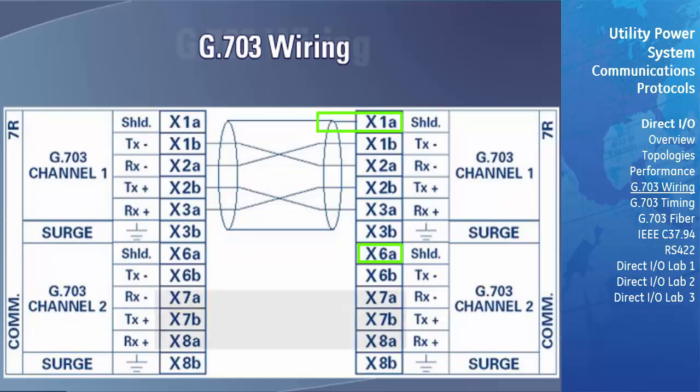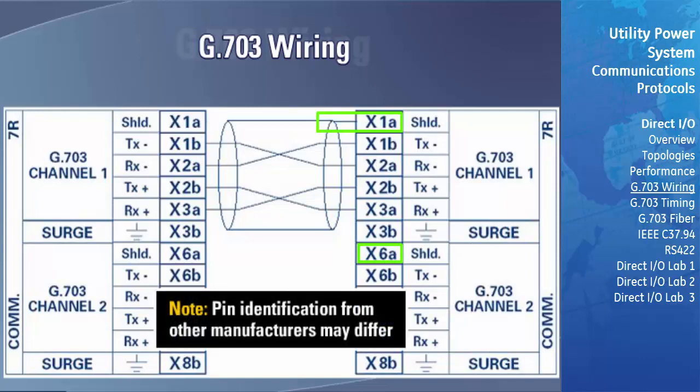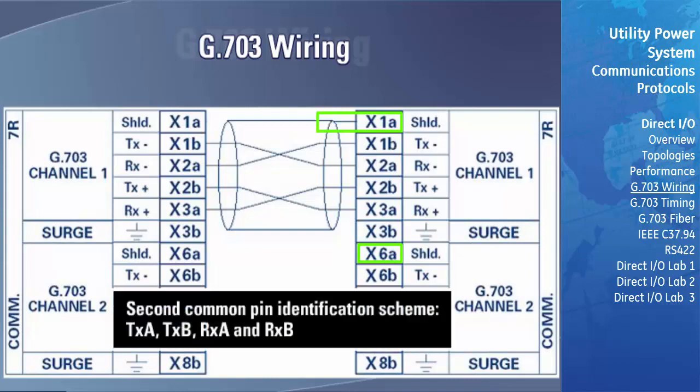It is important to note that the pin identification from other manufacturers may differ from what is shown here. A second common pin identification scheme uses Transmit A, Transmit B, Receive A, and Receive B. If this is the pin identification being used, it can be assumed that the A is equivalent to the plus sign and B is equivalent to the negative sign.